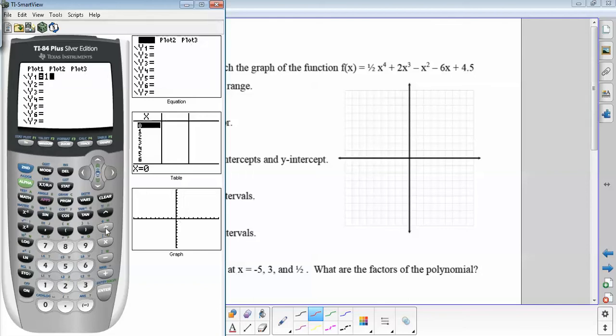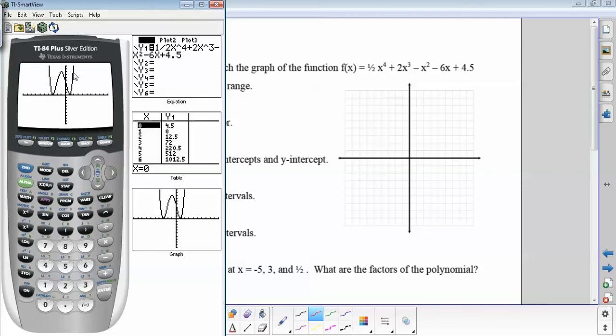Alright, 1/2 x to the 4 plus 2 x to the 3 minus x squared minus 6x plus 4.5. And graph. Okay, so you can see the shape of the graph. You can see that it has zeros at negative 3 and at positive 1.